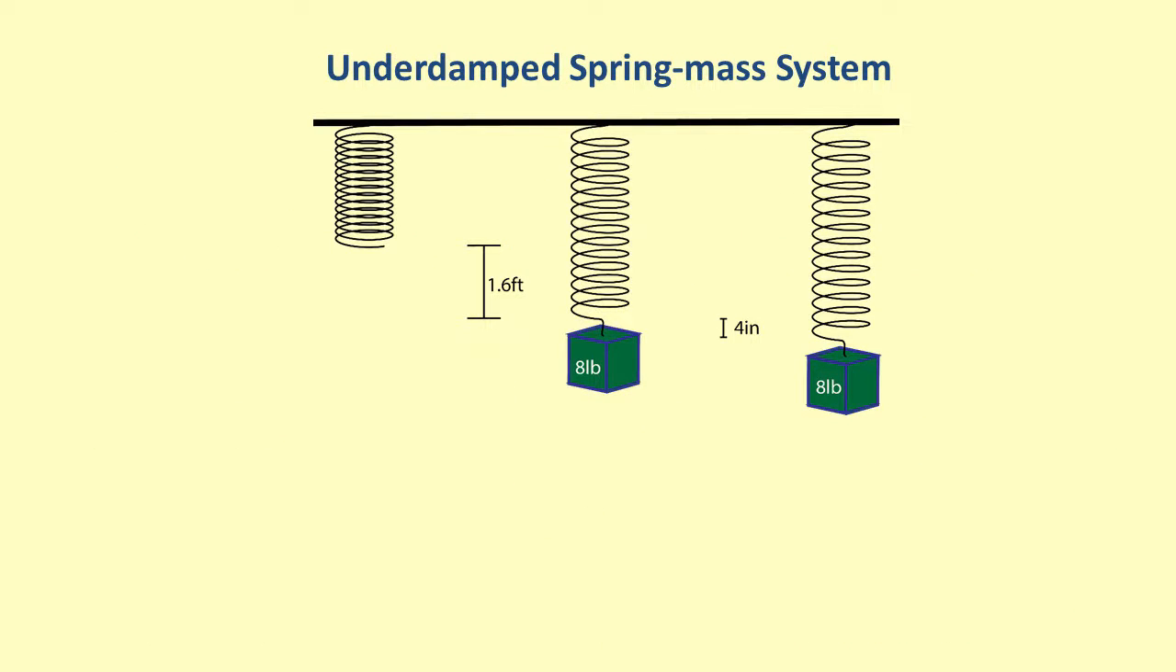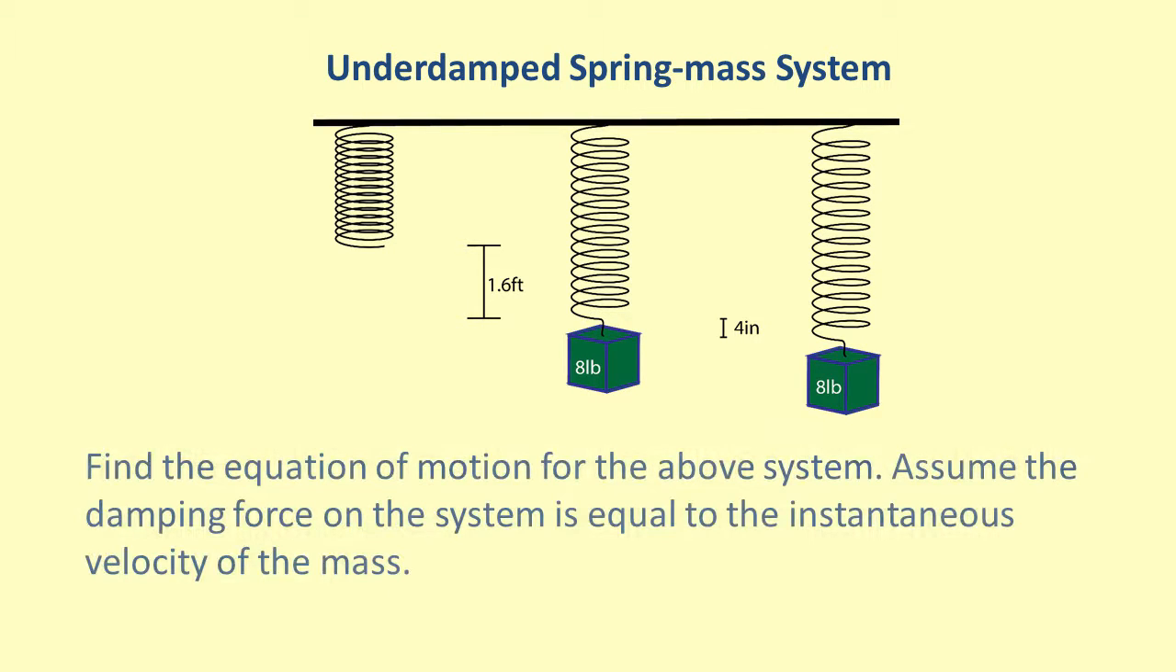Here is an example system to solve. An 8-pound box stretches the spring 1.6 feet. We can use this fact to calculate the spring constant momentarily. If you pull down on the box and let it go, it will oscillate up and down. Let's solve the equation for the box's motion upon pulling it down 4 inches and letting it go.